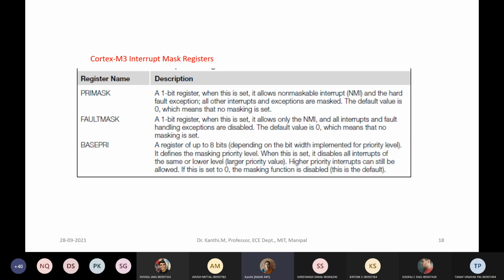And finally your base priority register, which is 8-bit, so that you can set various priorities like 0x00 to 0xFF. There are 255 priority levels you can set using the base priority register. When this is set, your priority level is set, and it disables all interrupts of the same or lower level. Higher priority interrupts can still be allowed. When this is set to 0, the masking function is disabled. That is the default.